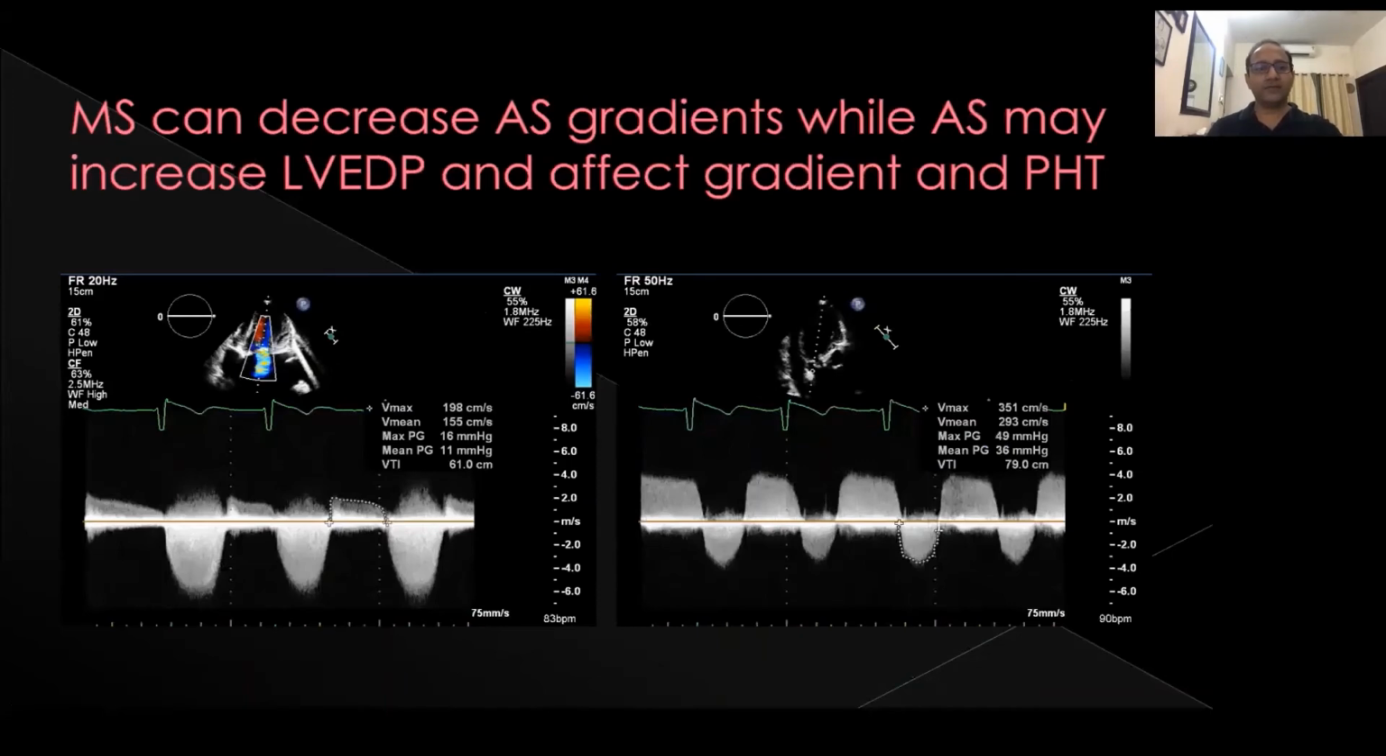So I've already mentioned that MS can decrease the aortic stenosis gradients if there is LV dysfunction, low flow state, and the gradients will be actually lower because high LVDP is there in these cases, and it can affect both the pressure half time. So the mitral valve area estimation by pressure half time will be more, and the actual gradients will be less as well. So it will underestimate the severity of mitral stenosis.